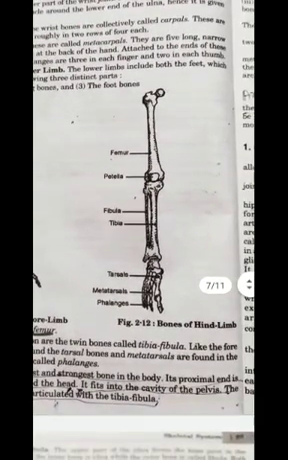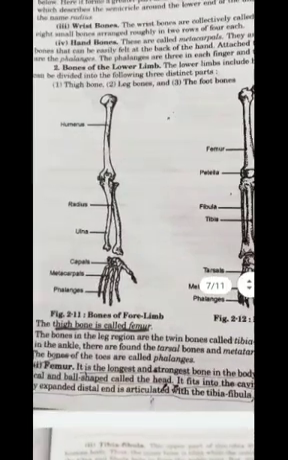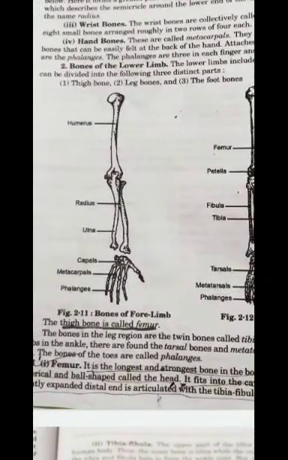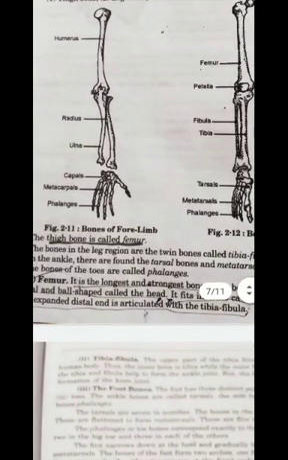Bones of the hind limbs. The thigh bone is called femur. The bones in the leg region are the 2 bones called tibia and fibula. Like the forelimbs, in the ankle there are tarsal bones, and metatarsals are found in the foot. The bones of the toes are called phalanges. Femur is the longest, strongest bone in the body.